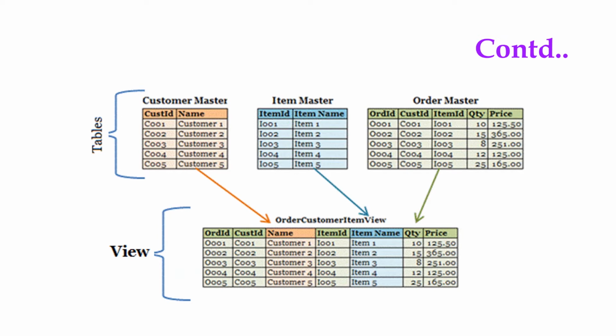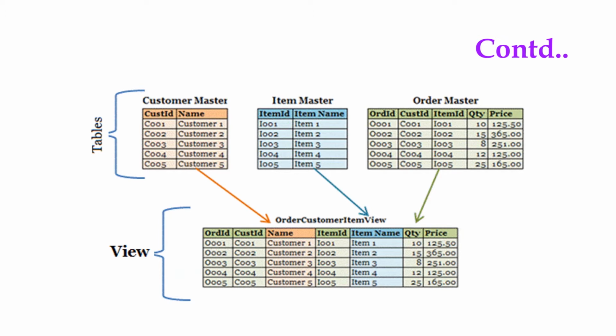Like order ID, I have taken order ID and customer ID and put them in the view table. Then I have chosen the name attribute from customer master, then item ID from order master again, item name from item master, then quantity and price from order master. So I have selected different attributes from these 3 tables and presented them in a new form, and this is what we call a view. Hope you got some understanding about what a view is.